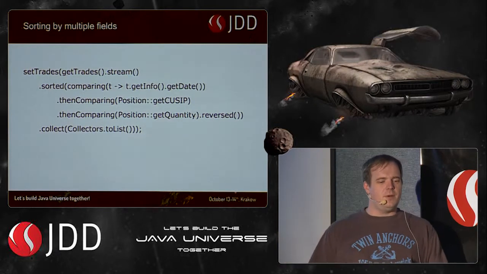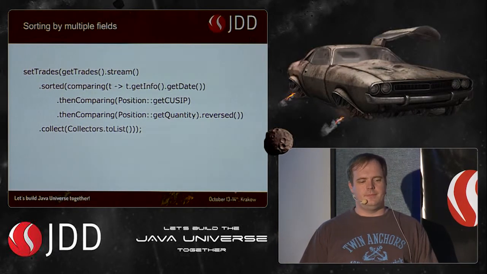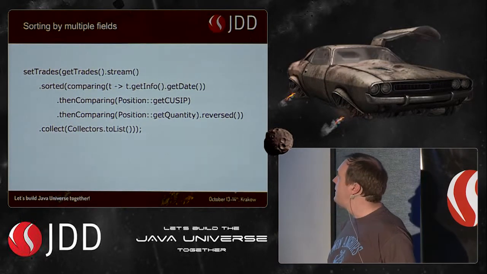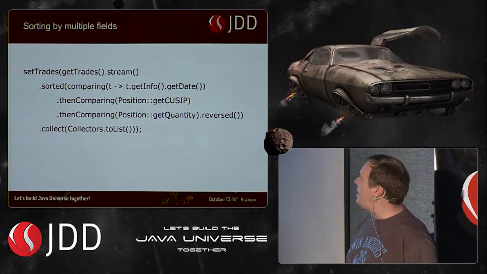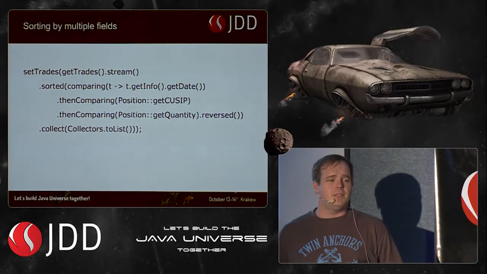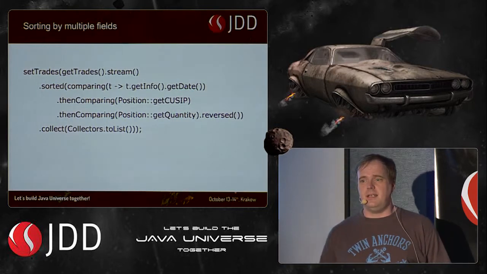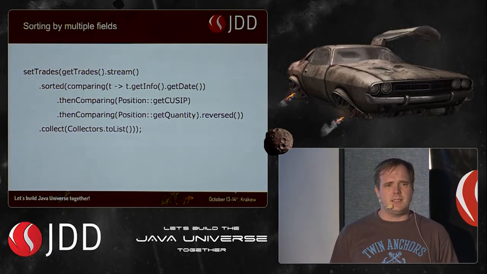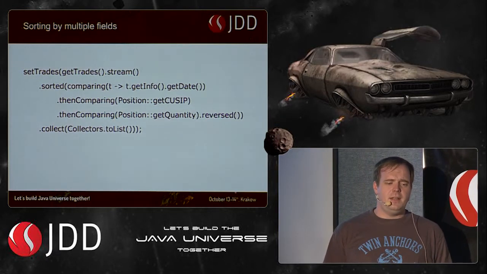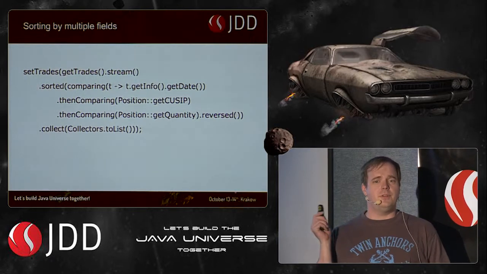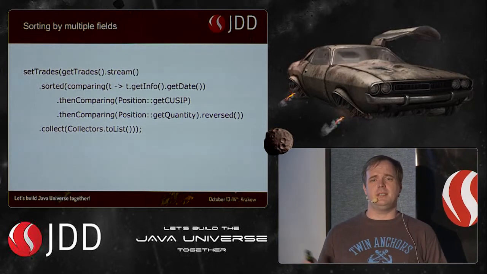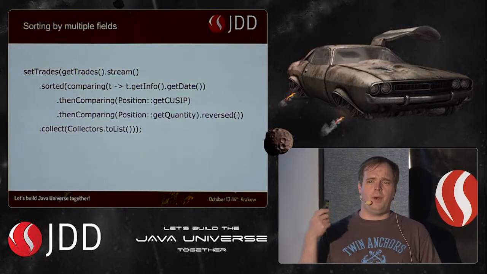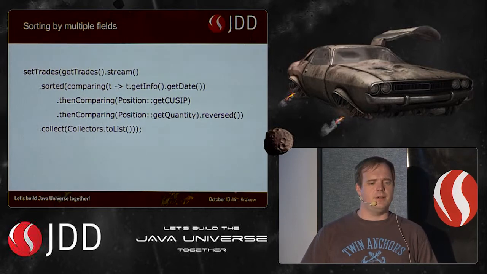Now, this is a slightly more complicated example of sorting. In this case, we're first sorting a collection based on a dereferenced field, which is the date that sits inside some other object. And then we're sorting based on a symbol, which in this case is called a QSIP. And finally, we're sorting by the quantity, but in reverse order. So we want decreasing quantity sizes. And you can write all of that as a single expression. You can compose your collection comparators.